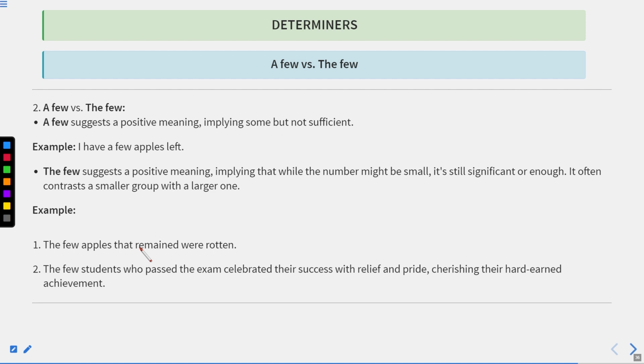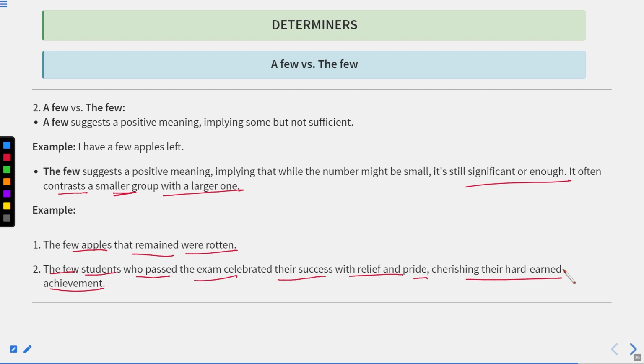A few suggests a positive meaning, implying some but not many. Okay. I have a few apples left. The few suggests that while the number might be small, it still is significant or enough. It often contrasts a smaller group with a larger one. The few apples that remained were rotten. It means we are talking about the few apples which were left, but they are enough. The few students who passed the exam celebrated their success with relief and pride, cherishing their hard-earned achievement.